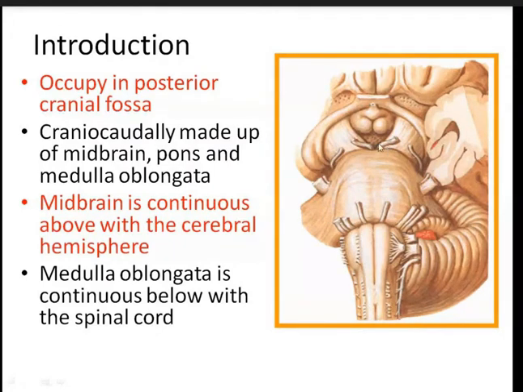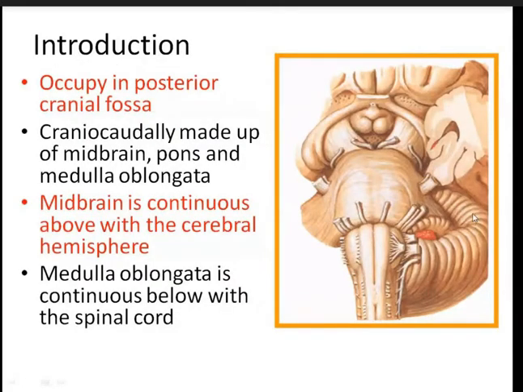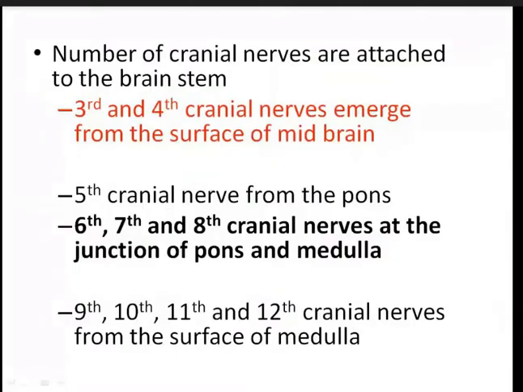Here we can see some cranial nerves emerging from the brain stem. We'll discuss them in more detail in later slides. A number of the cranial nerves are attached to the brain stem. For example, the third and fourth cranial nerves emerge from the surface of the midbrain. This is the surface of the midbrain, from where the third and fourth cranial nerves, the oculomotor and the trochlear nerve, emerge.